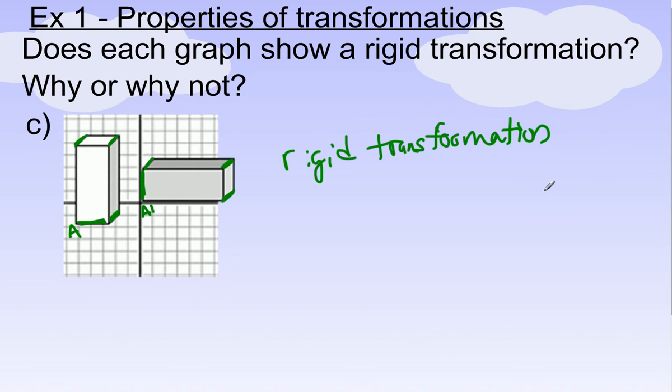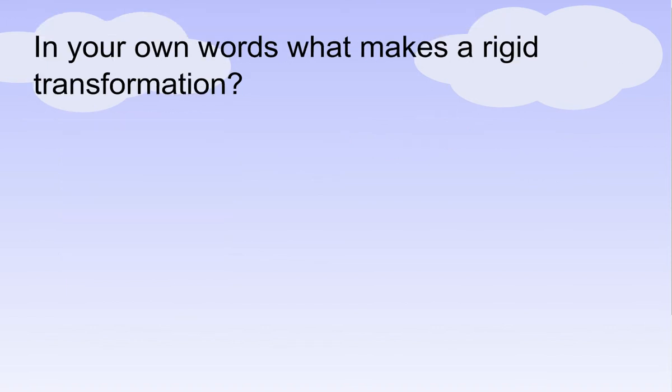So it's a rigid transformation as far as I can tell because all the angles appear to be the same and all the sides appear to be the same. They're congruent. They're the same length, the same measure. So, in your own words, what makes a rigid transformation? Well, in my mind, it's those two things we just said. The angle measures have to be congruent and the side lengths have to be congruent.